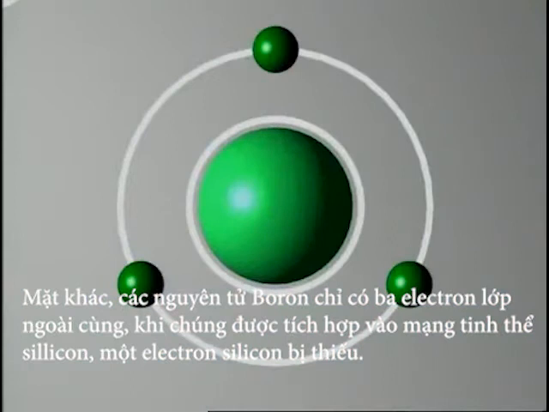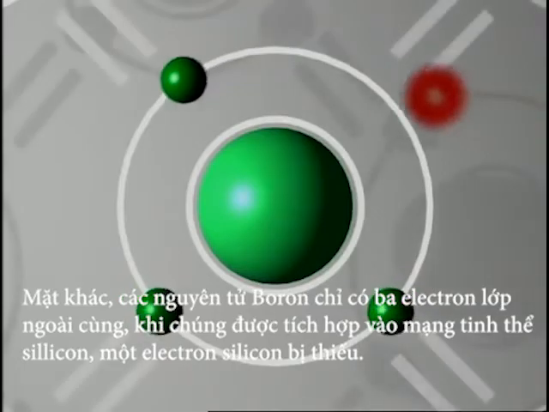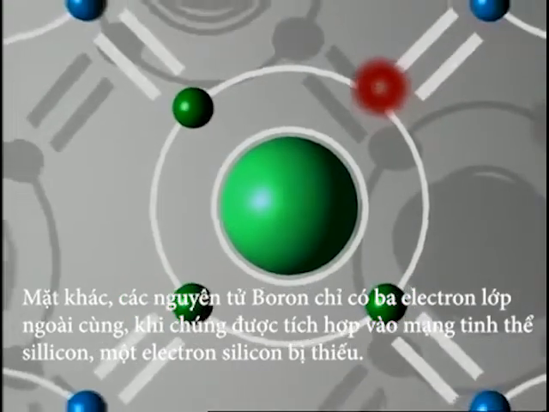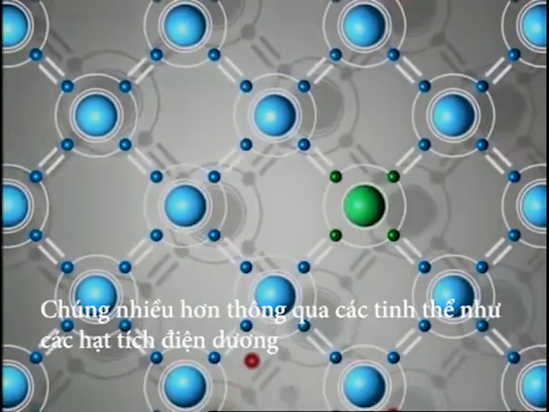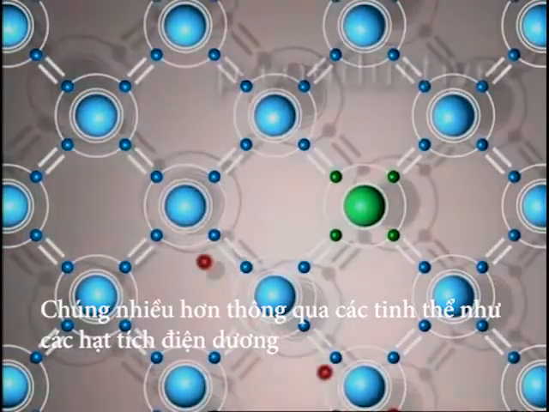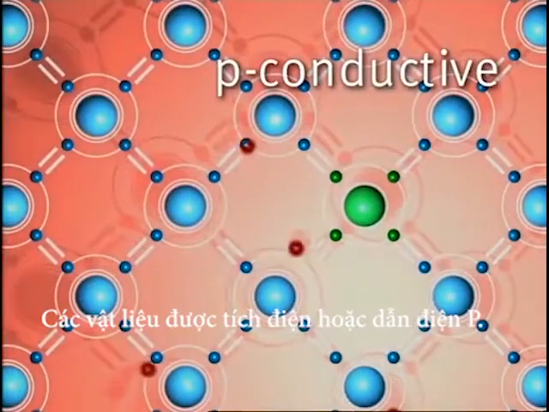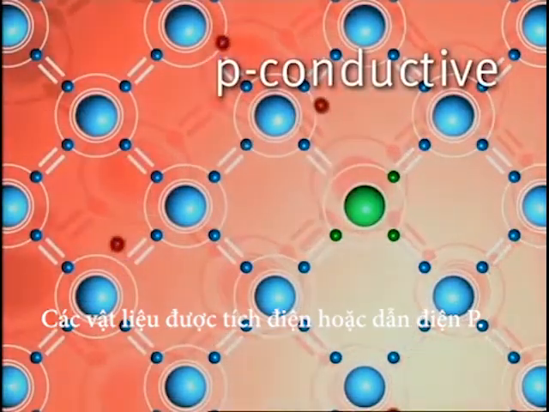Boron atoms, on the other hand, have only 3 outer electrons. When they are built into the silicon lattice, 1 silicon electron is missing. This creates electron holes. They move through the crystal like positively charged electricity particles. The material is positively charged or p-conductive.